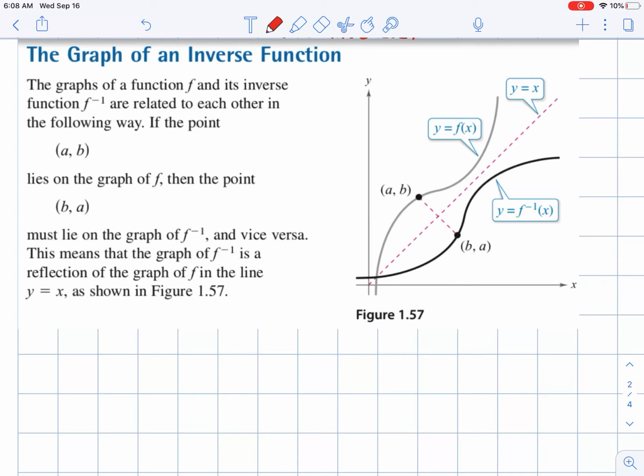Okay. We kind of briefly talked earlier about the graph of the inverse function. This is a really good visual: if this gray function is f of x, and this is the line y equals x, which is the line that the inverse has to reflect around, then the inverse would be the exact opposite of it, and it reflects right across that line.